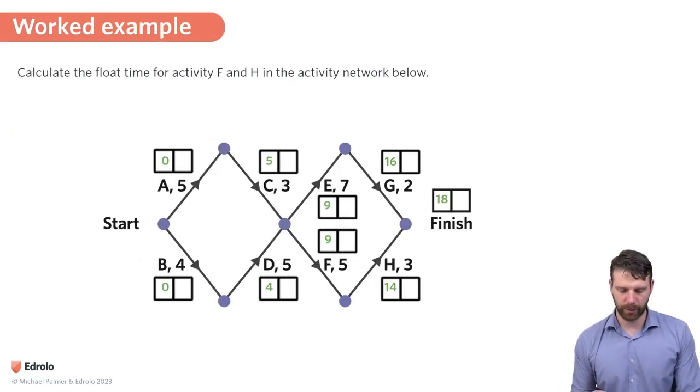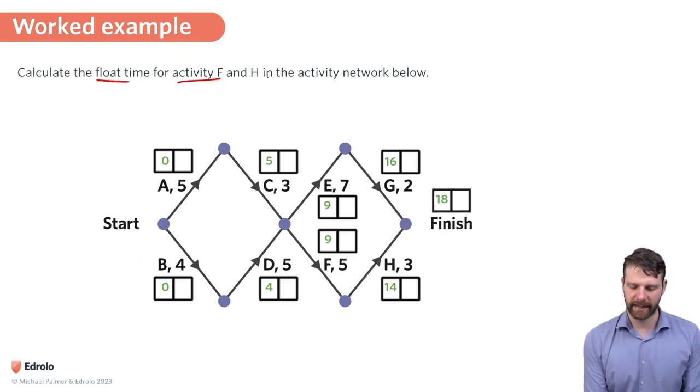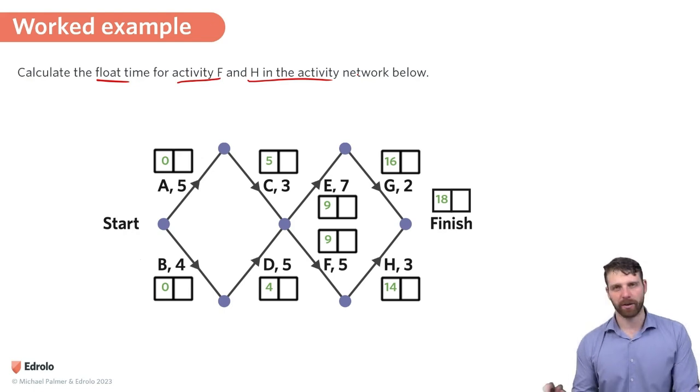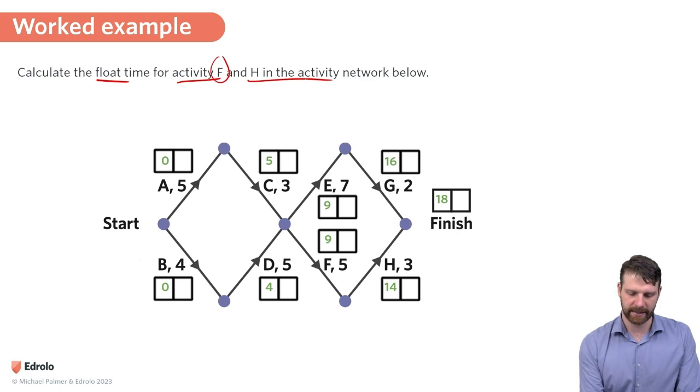Let's have a look at an example. Okay, here's our worked example, and this looks like the same network as before, and we need to calculate the float time for activity F and H. So I think we can do that. To do this, we need to run LST, at least for these activities.